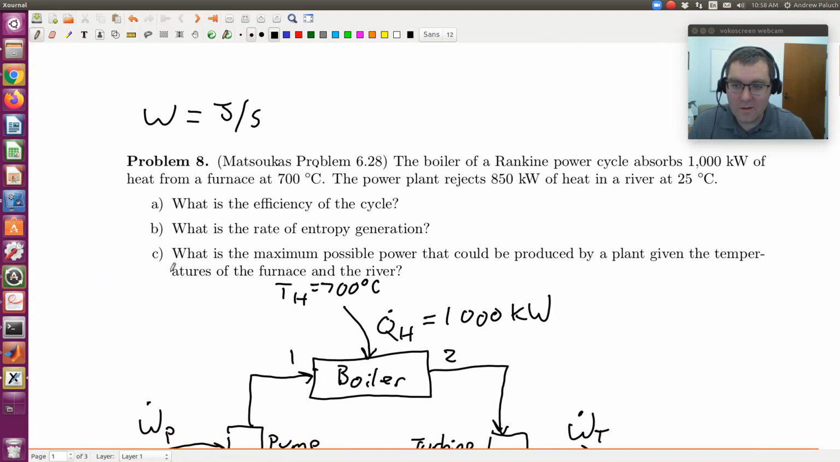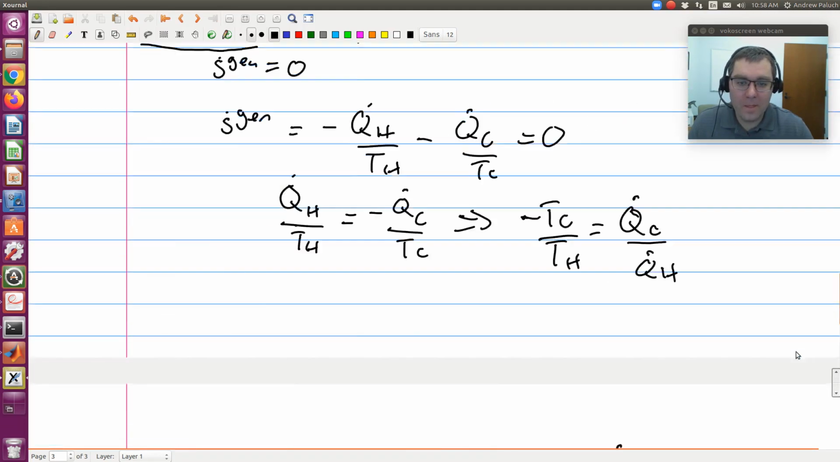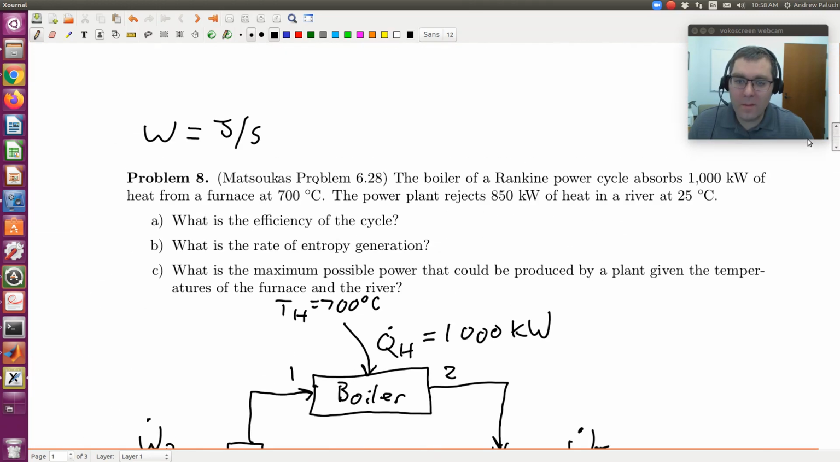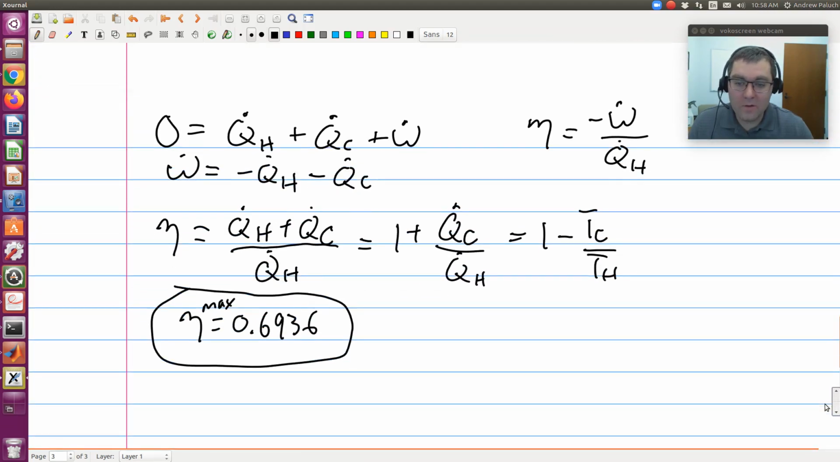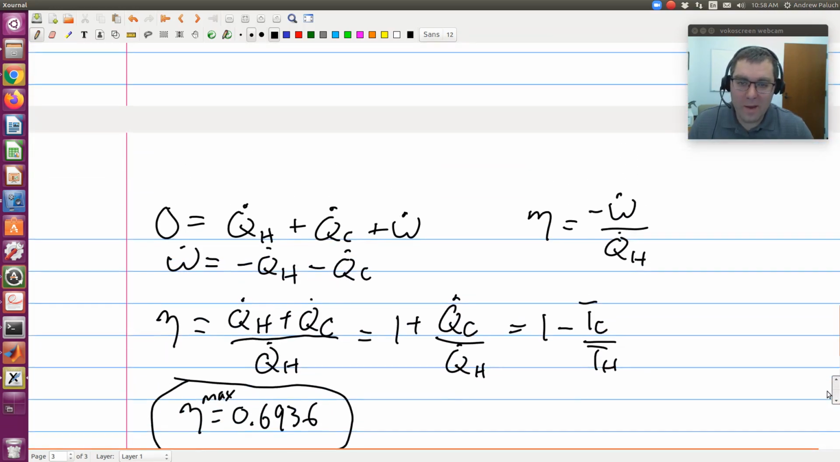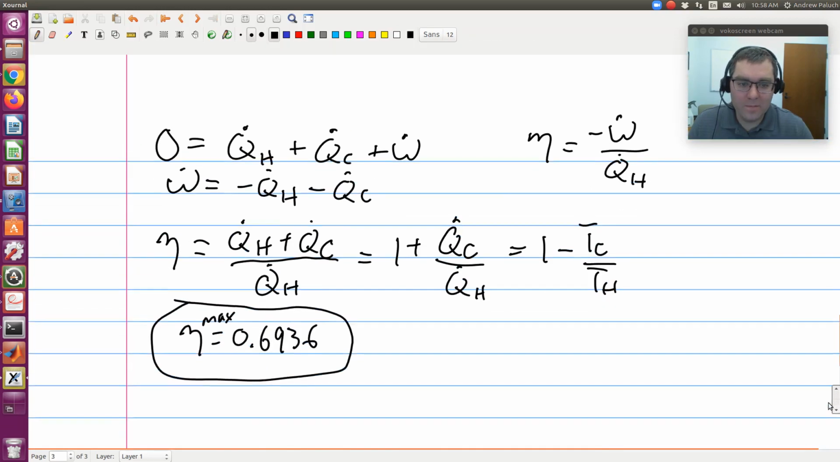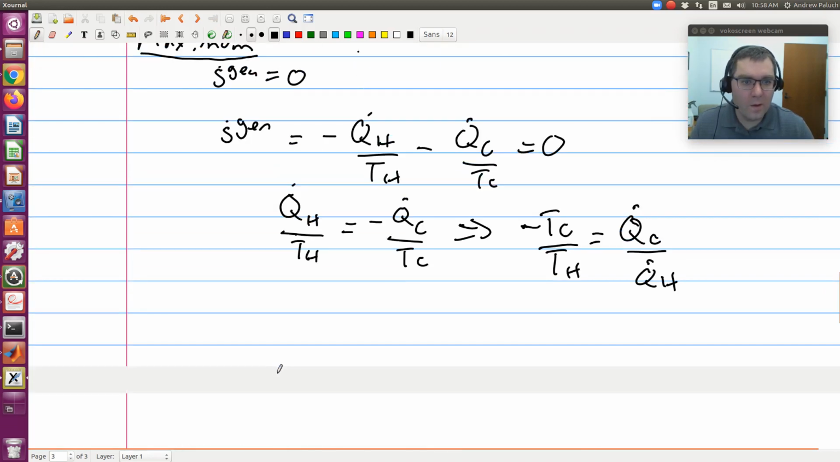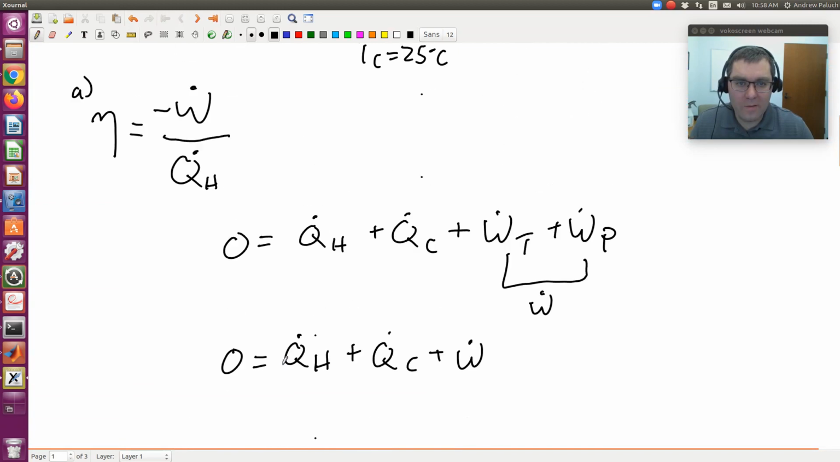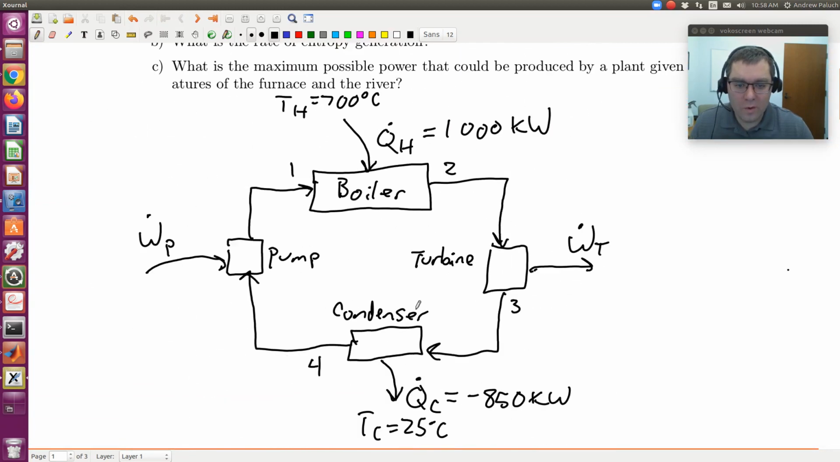And yeah, so that's the last question. What's the maximum possible power that could be produced by a plant given the temperatures of the furnace and the river? Oh, okay. So we have the efficiency, but they want the maximum power. Let's see. So now we have my maximum power, but we're not given QH or QC. We're only given those temperatures.